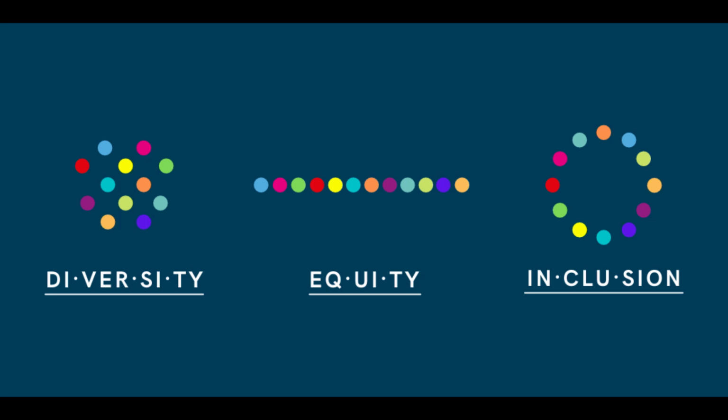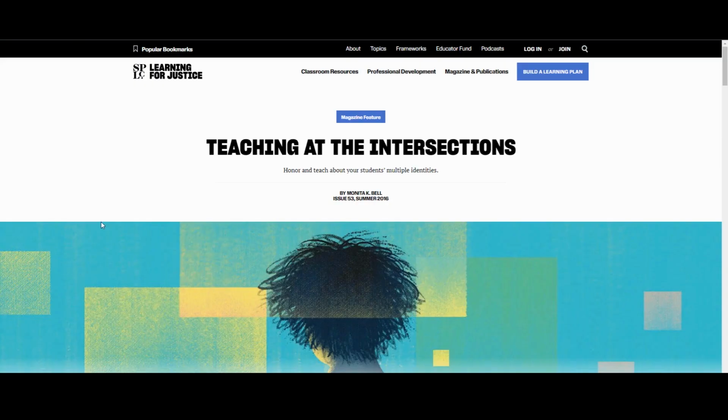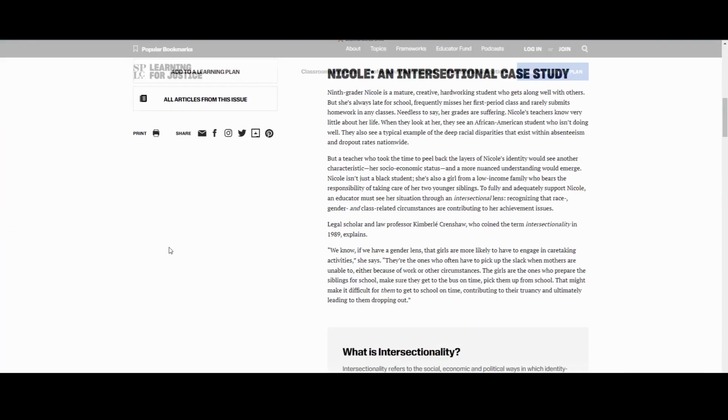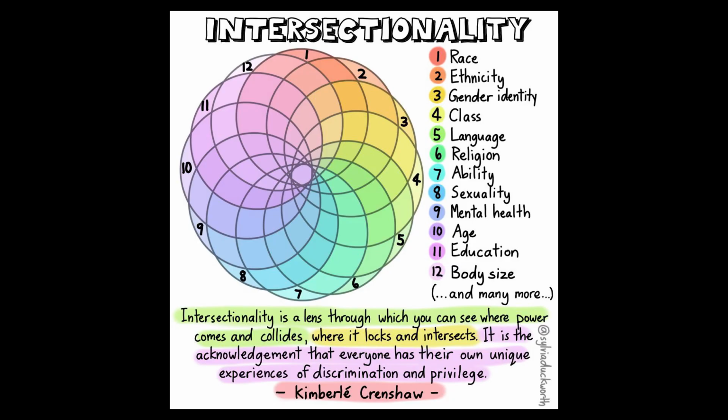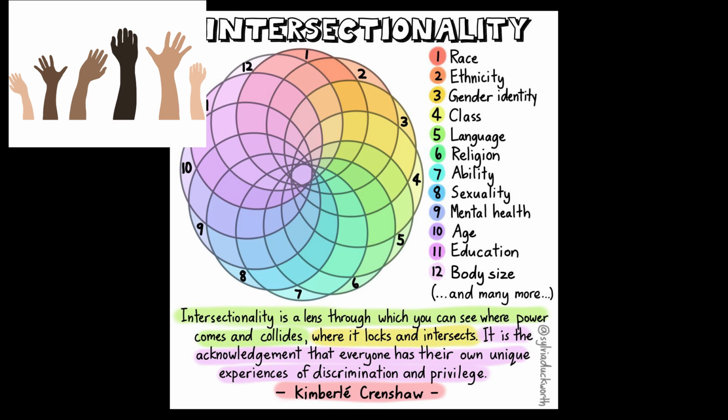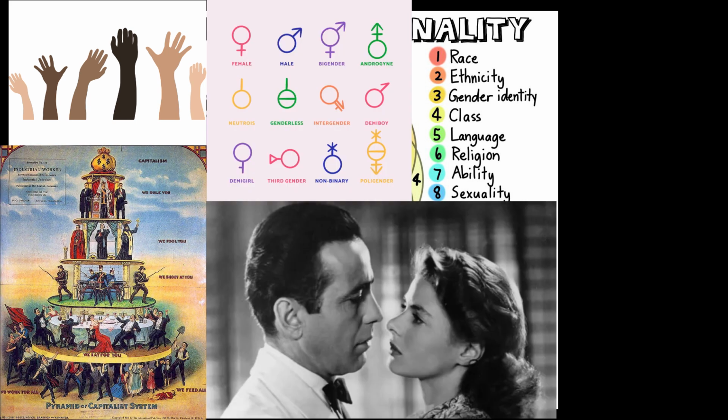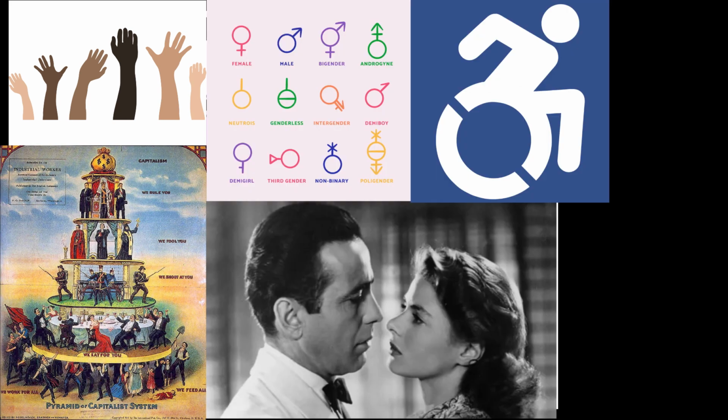To begin thinking about implementing EDI in education, I think we have to start with intersectionality. The Bell article from week 3 defines intersectionality in the following way. They say it refers to the social, economic, and political ways in which identity-based systems of oppression and privilege connect, overlap, and influence one another. So essentially, it is how discrimination based on factors such as race, class, gender, sexuality, or ability, how each of those respective modes of discrimination overlap and intersect with each other.